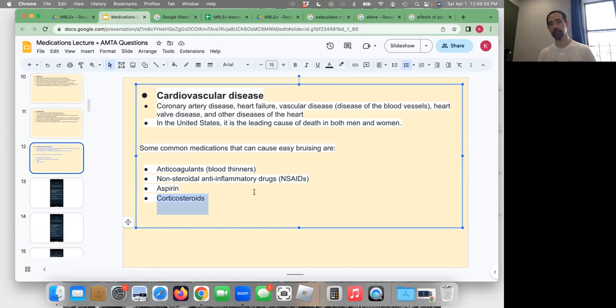And then corticosteroids. What do we have to watch for? What do we have to watch for with corticosteroids?